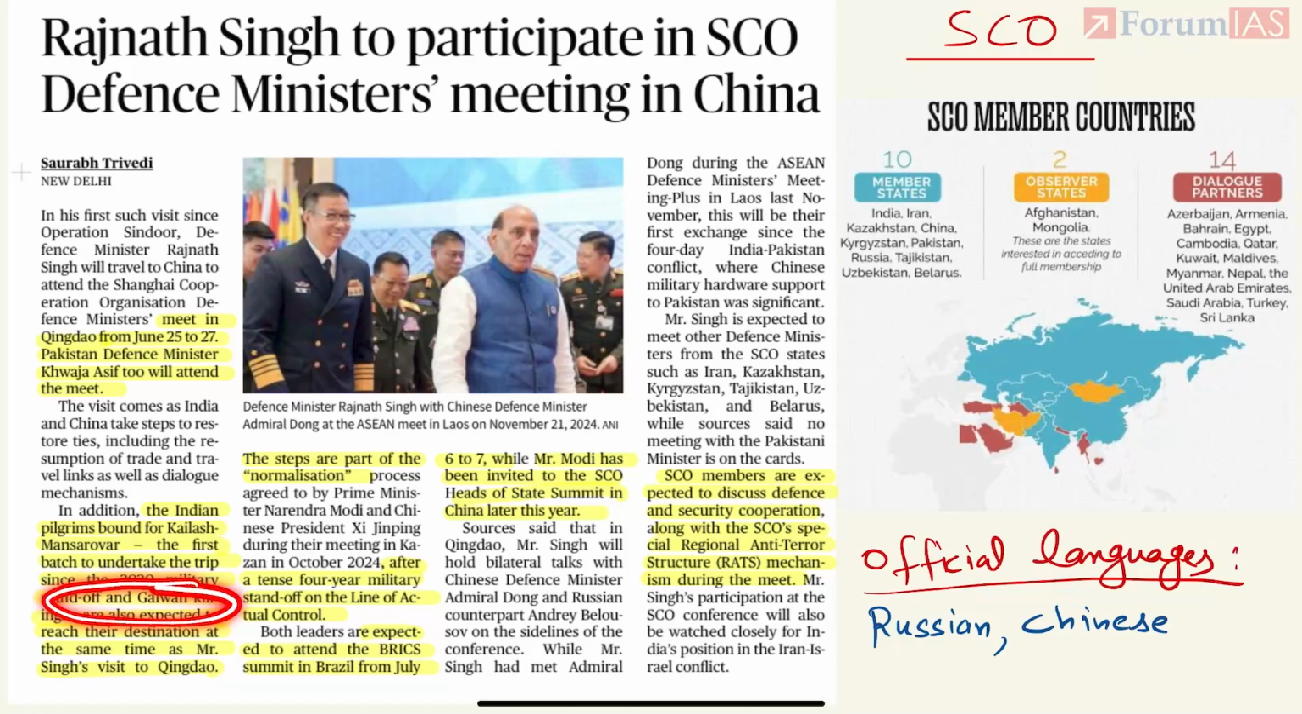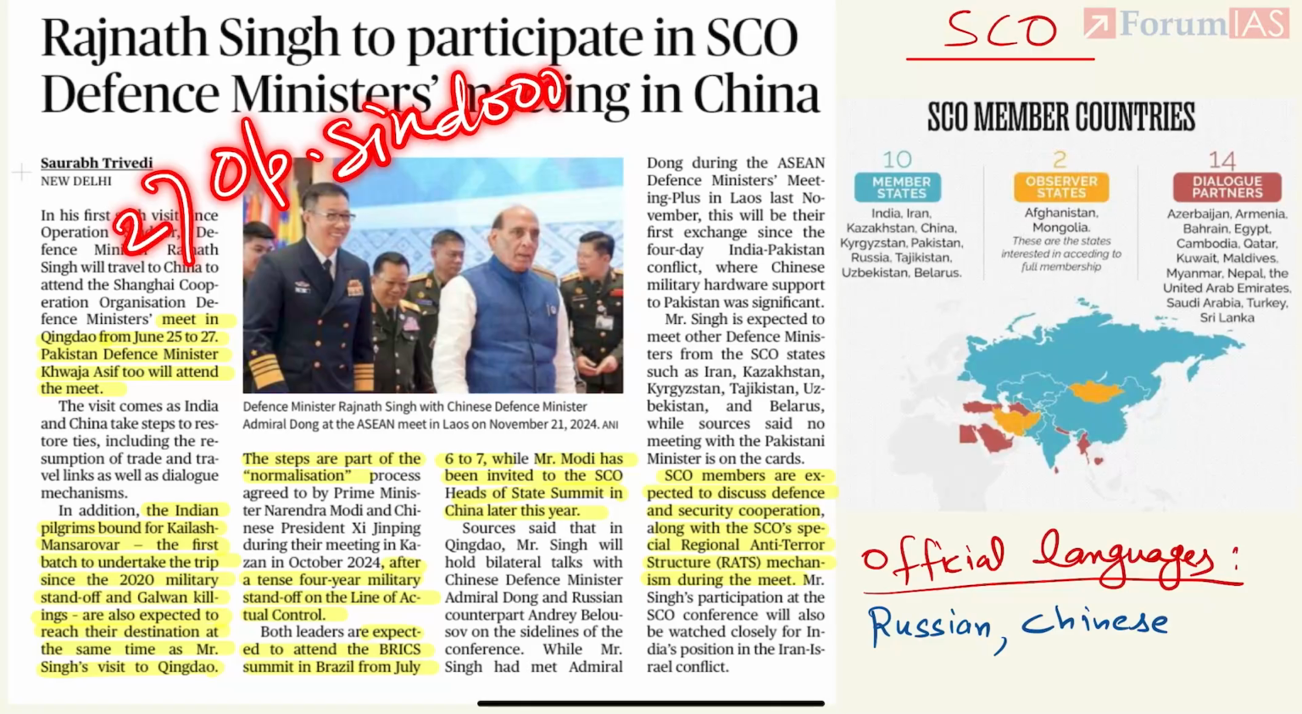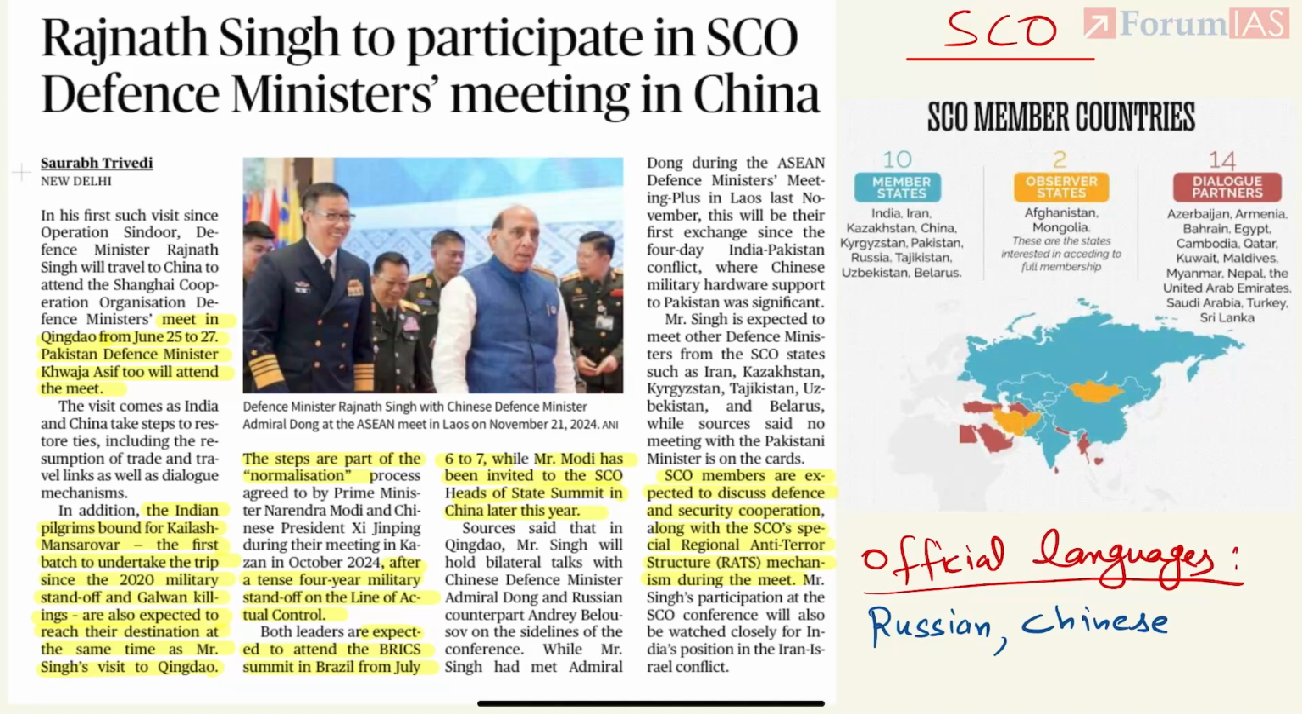After the Galwan standoff, there has been cross-border tension between India and China. So now this meeting is very important as after 4 years, the Kailash Mansarovar pilgrimage will happen for the first time, and the first batch is likely to reach there during these days only. The second context to it is Operation Sindoor. As Pakistan will also be there, India will have to expose Pakistan and the terrorist activities which Pakistan carries out.